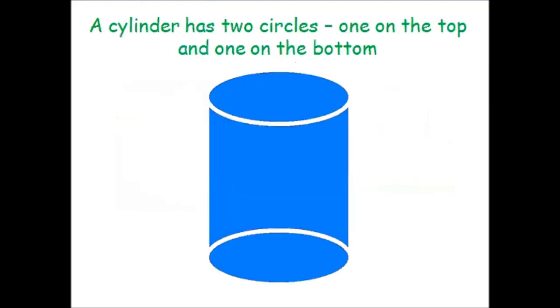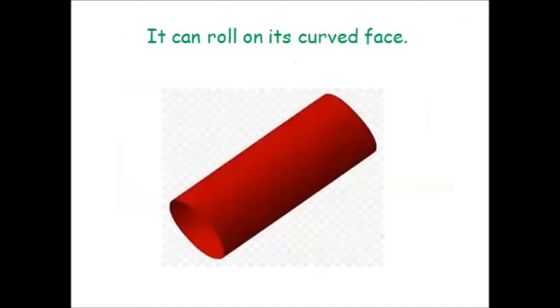Find a cylinder in your home as well. Find a cylinder and look for the circle on top of the cylinder. Look for the circle on the bottom. And then put it sideways like this on the floor or on the table and roll it and see if it rolls, right? So that's a little homework that you can experiment with today.